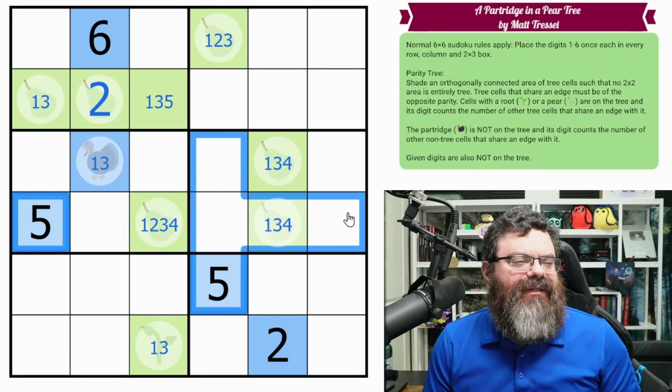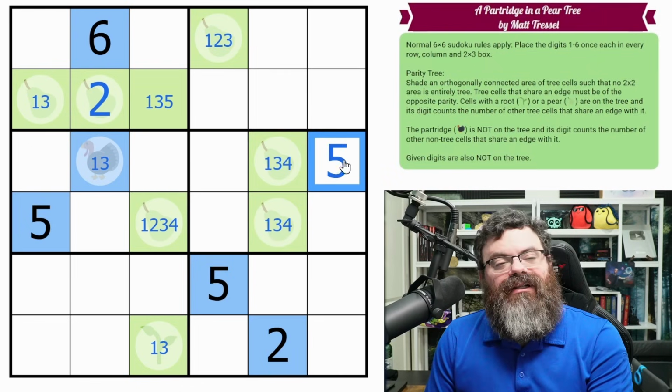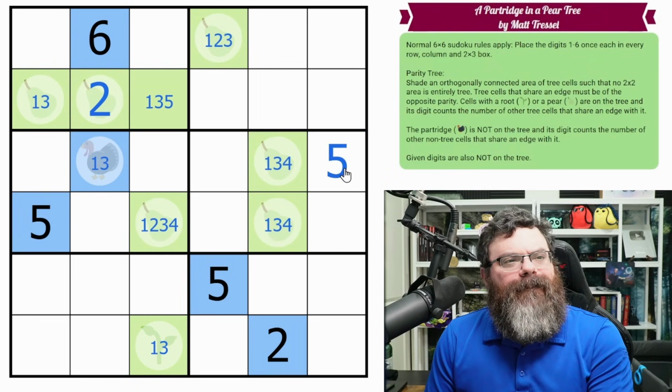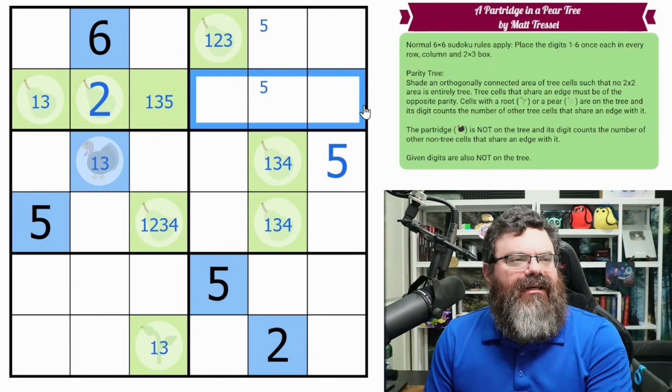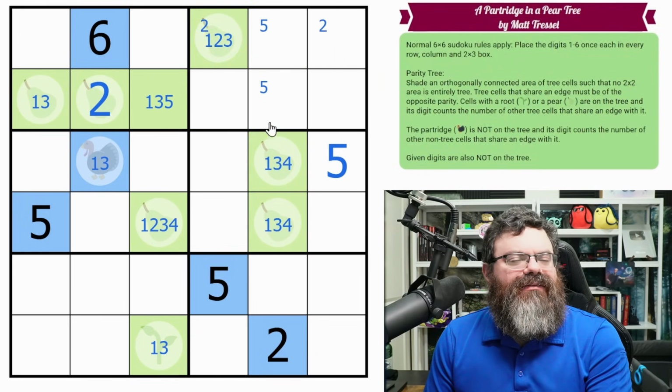So we have these 5s looking at, yeah, so 5 in this box is placed. These two 5s look up. 5's one of these two. 2 in this box is one of these two.